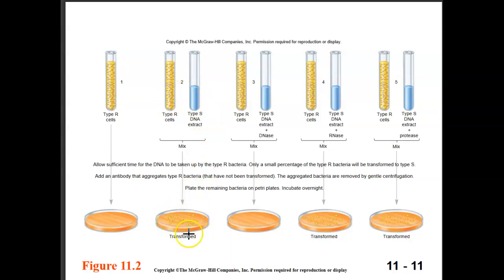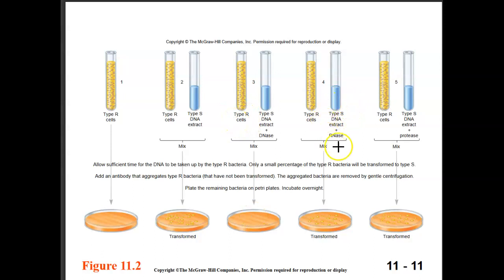The cells become transformed. You inject it into a mouse, you collect the blood, and here you get the cells. Over here, if you treat the DNA with an enzyme called DNase, which breaks up DNA and makes it non-functional, you don't get any transformation event. The type R cells do not become pathogenic.